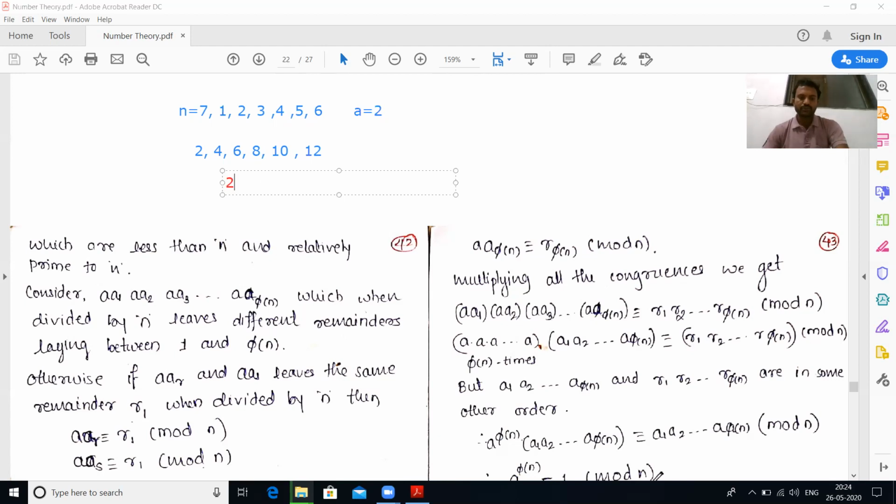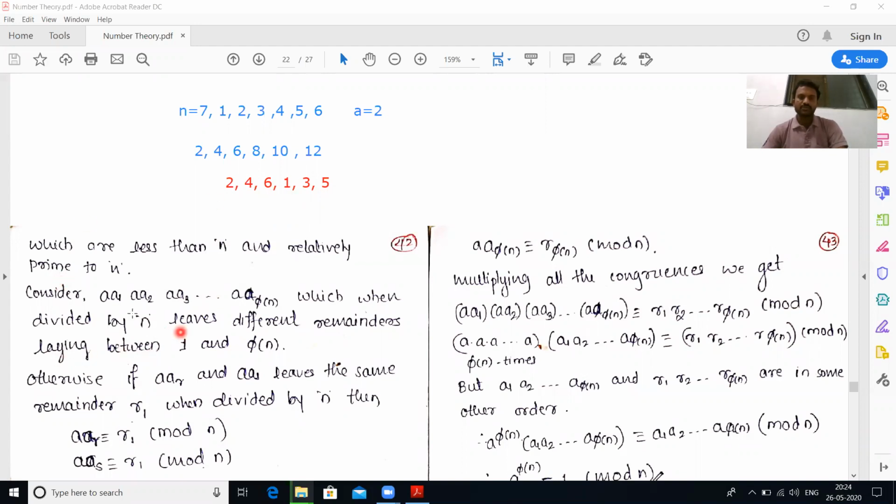First we get 2. Next, divide 4 by 7, the remainder is 4. Divide 6 by 7, the remainder is 6. Next, 8 divided by 7, the remainder is 1. Next, 10 divided by 7, we get remainder 3. Next, 12 divided by 7, the remainder is 5. Now observe these remainders: 2, 4, 6, 1, 3, 5. That is 1, 2, 3, 4, 5 and 6.